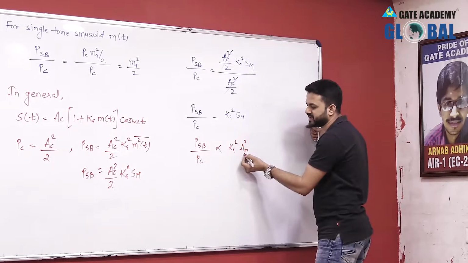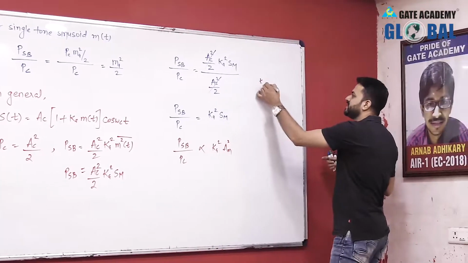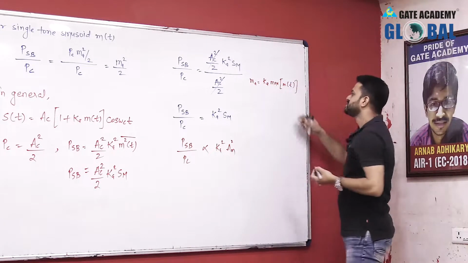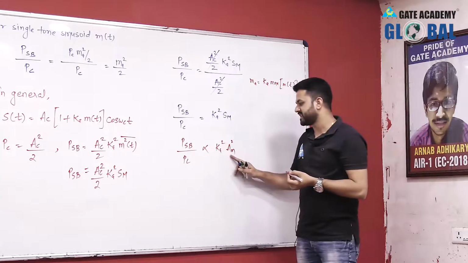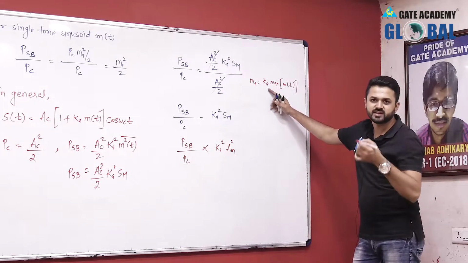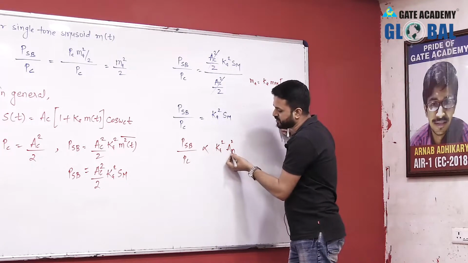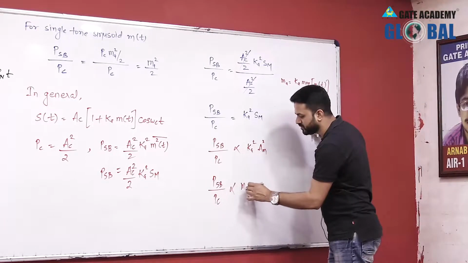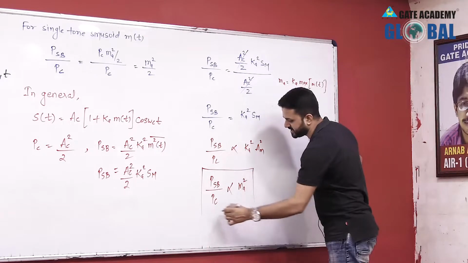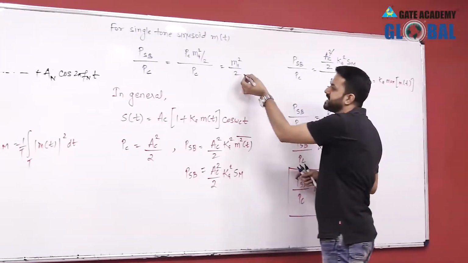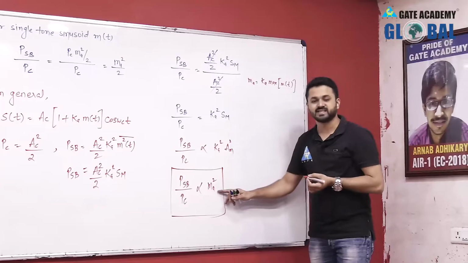So this is K, this is Am, and the modulation index is defined by K into the maximum value of m(t). We have considered that the peak amplitude of this message signal is Am. So for any message signal, K into Am gives the modulation index, and we have the square of these two. So the ratio of sideband power to carrier power is proportional to mu squared. For a sinusoidal signal it is mu squared by 2, but in general it is directly proportional to mu squared.